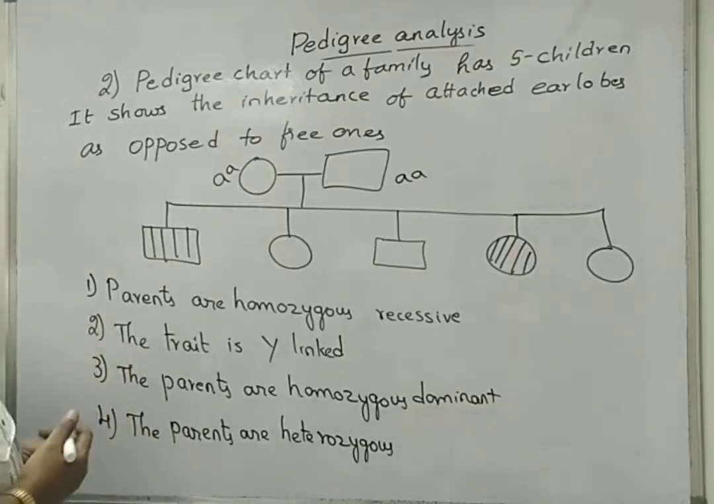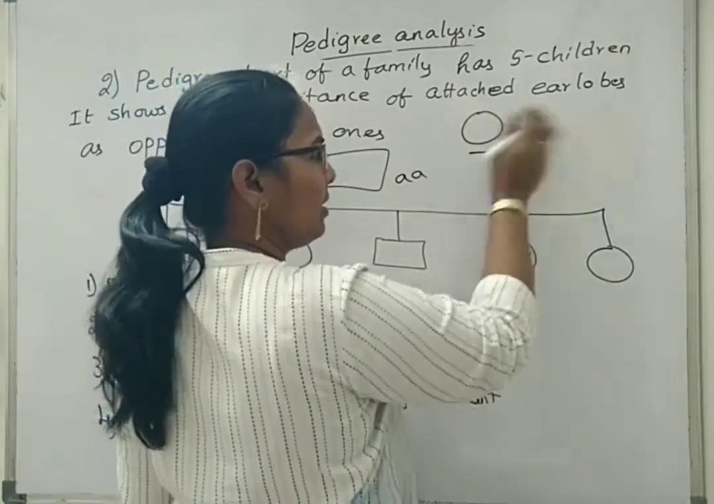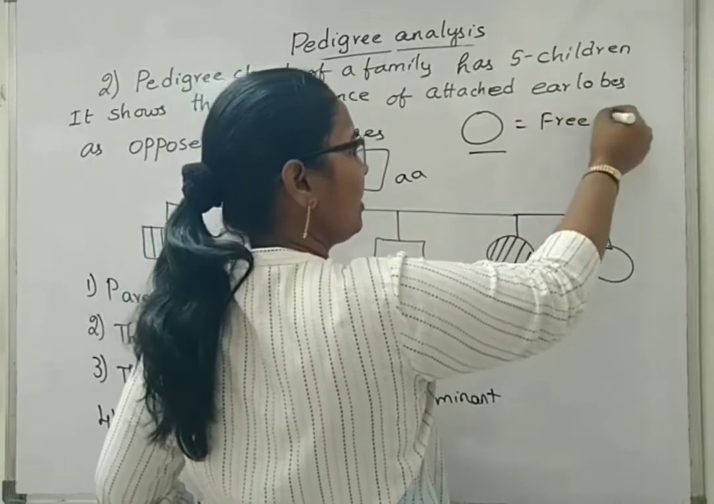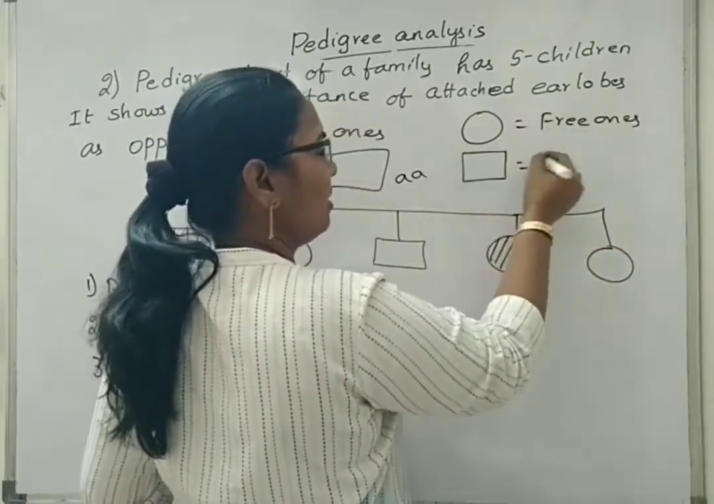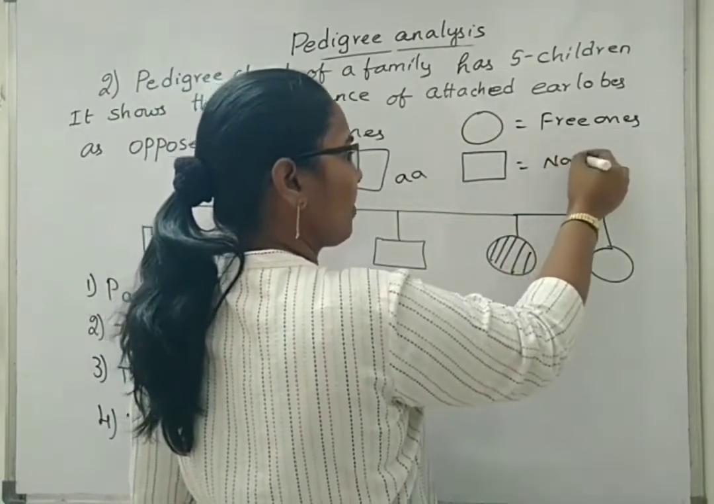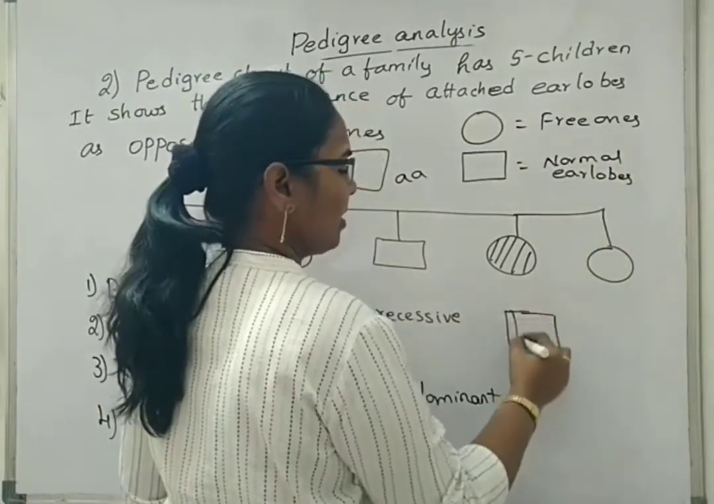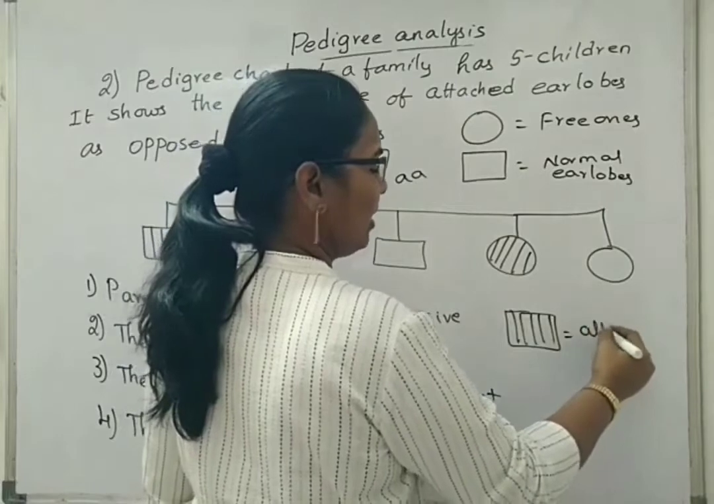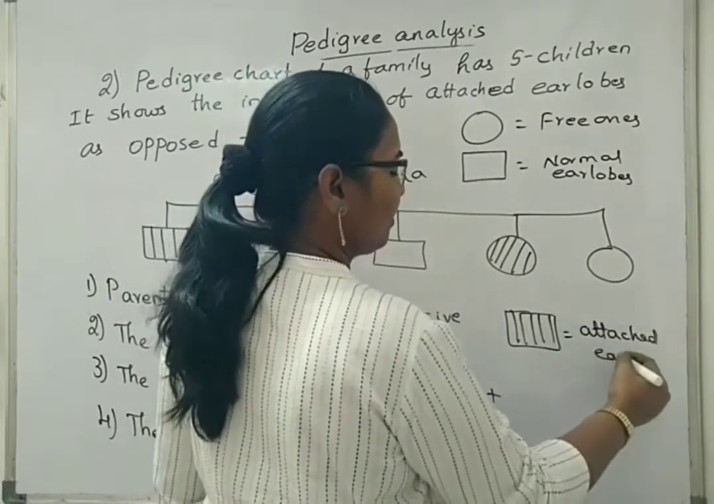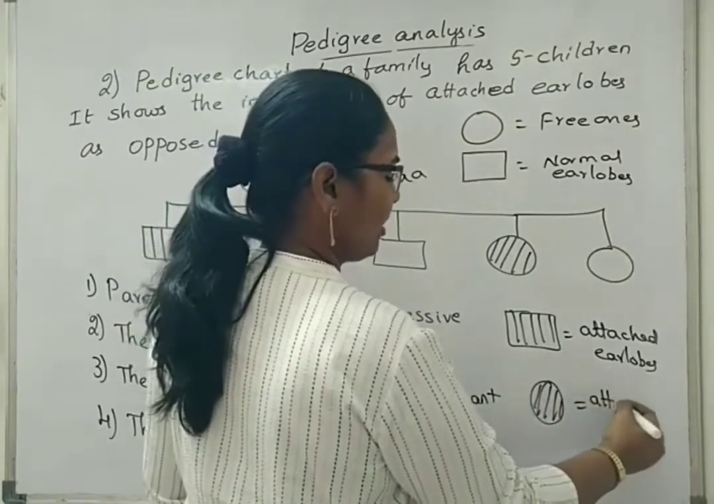Next question. A pedigree chart of a family has 5 children. It shows the inheritance of attached earlobes as opposed to free ones. Free ones, in the sense, if the mother is not shaded, then she can be considered as having free earlobes. The father can be considered as having normal earlobes. If the father is shaded like this, then he is considered as having attached earlobes. In the case of a female also, if she is shaded, we have to take it as attached earlobes.